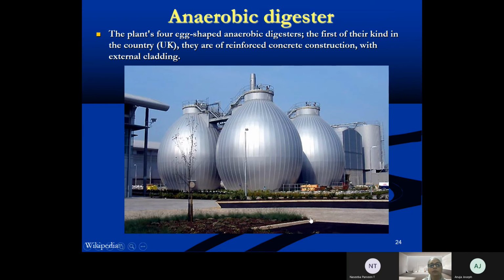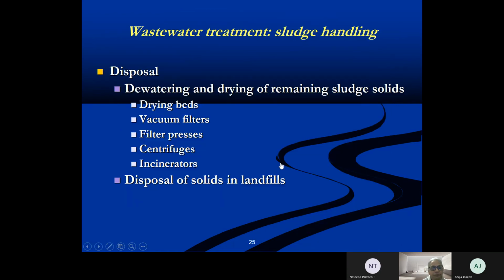So these are photos of anaerobic egg-shaped digesters. And they are made out of reinforced concrete with external cladding, and the external cladding is to retain the heat as well as absorb solar heat. Then we come to the last part, and the last part is disposal. How do we dispose of the sludge that is remaining even after anaerobic digestion?